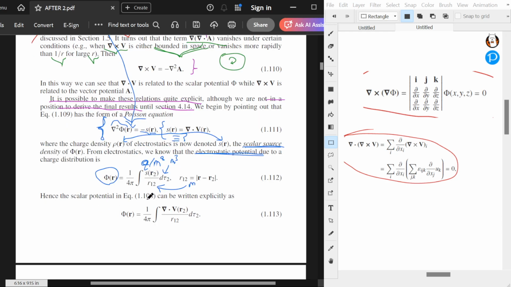Hence, the scalar potential can be written explicitly as this, this, d tau 2, R12. So they're just saying S of R is the divergence of V.